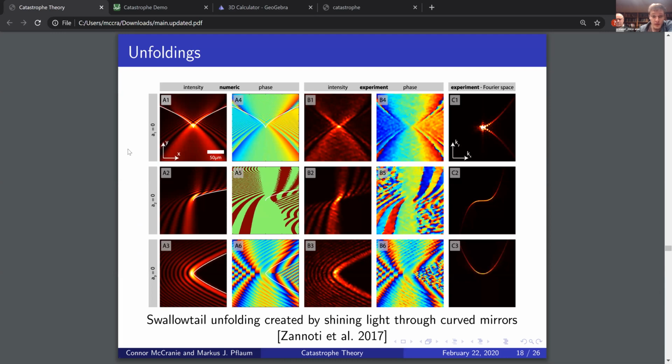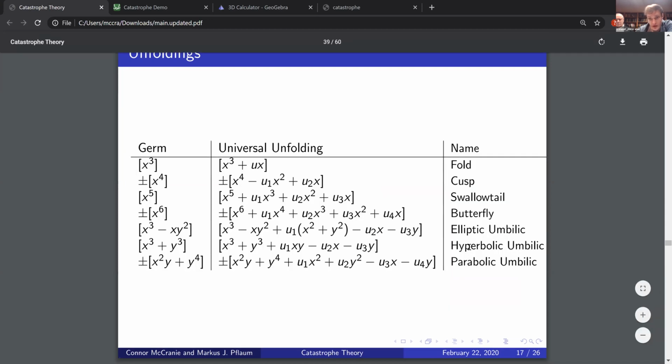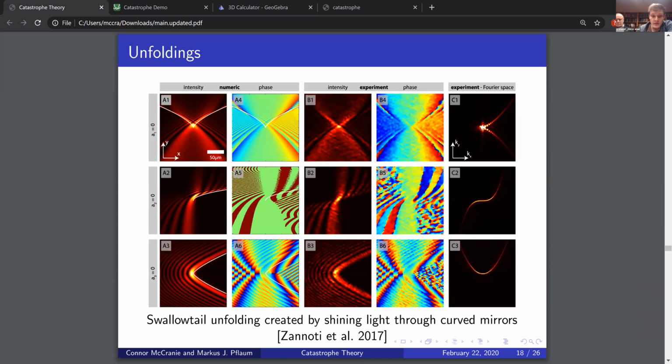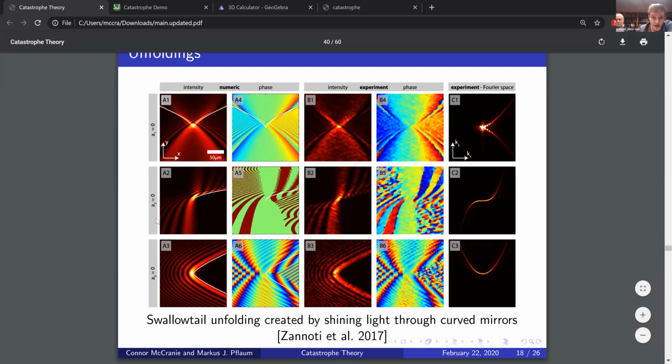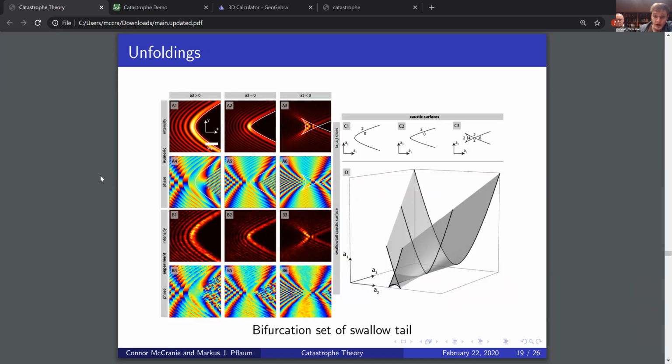Here, there's an interesting paper where they used curved mirrors to represent these things in higher dimensions. All of these have names which correspond somehow to their shape. So here's the swallowtail unfolding. They use curved mirrors to attain this, and they do different cross sections here. I think it's pretty cool. They've got the numerics, what it should be according to the function, and then this is the experiment. So as you can see, these things really do happen. And here's the bifurcation set of the swallowtail unfolding, different cross sections. Again, the experiment very accurately matches the predicted numerical result.